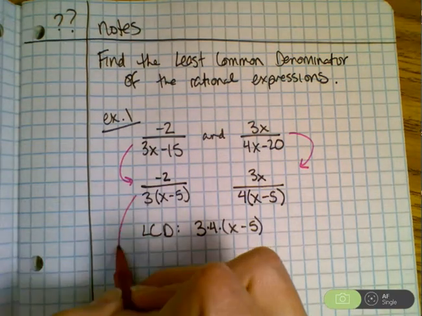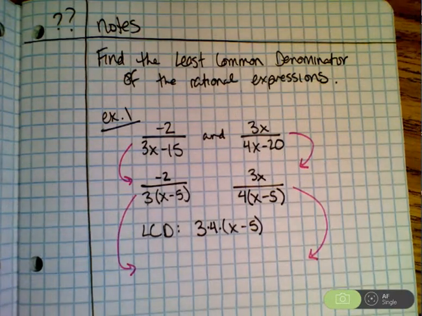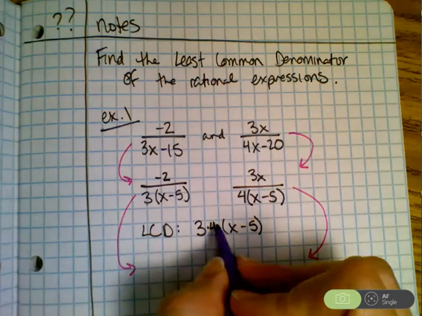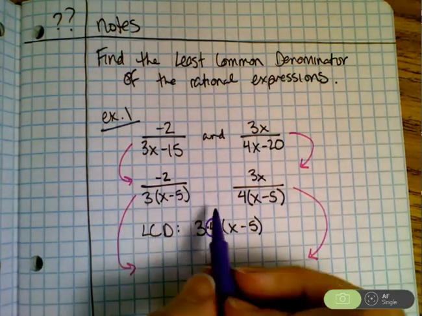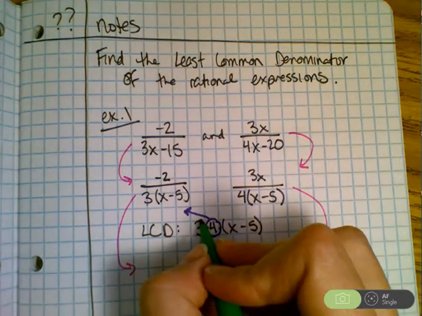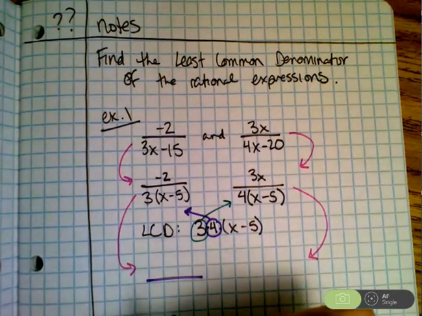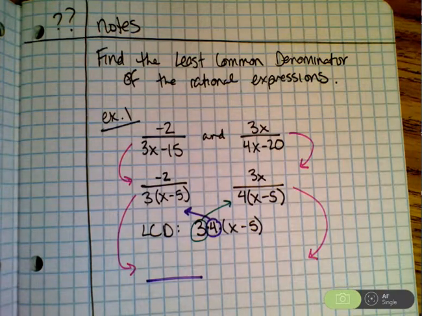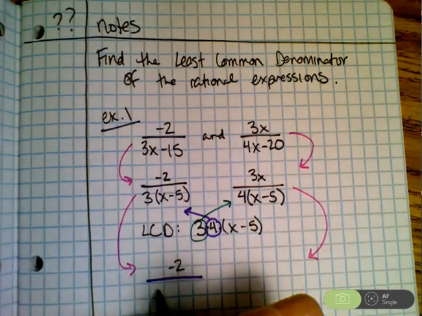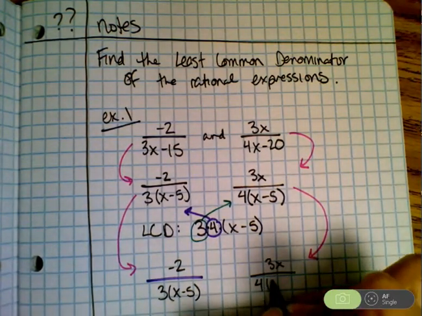Again, once we've got the LCD, now we're going to rewrite these with that least common denominator. Looking at this first one, notice that the 4 is the part that's missing over here. There's no 4 in that denominator. And you might also notice that the 3 is the part that's missing over here. So I better write the original problem in black again: -2 over 3x minus 5, and 3x over 4x minus 5.